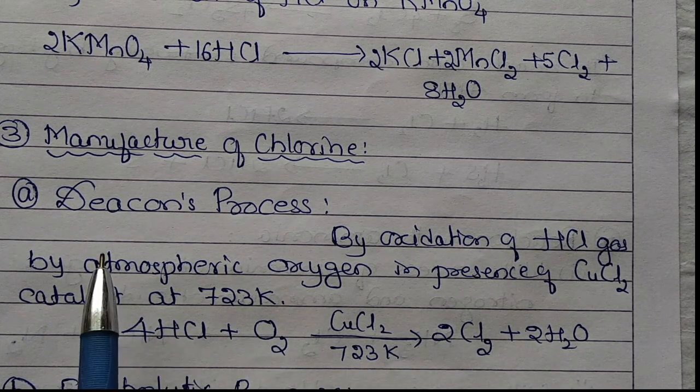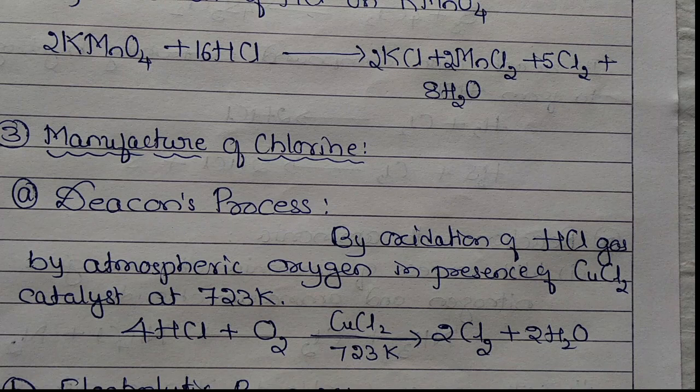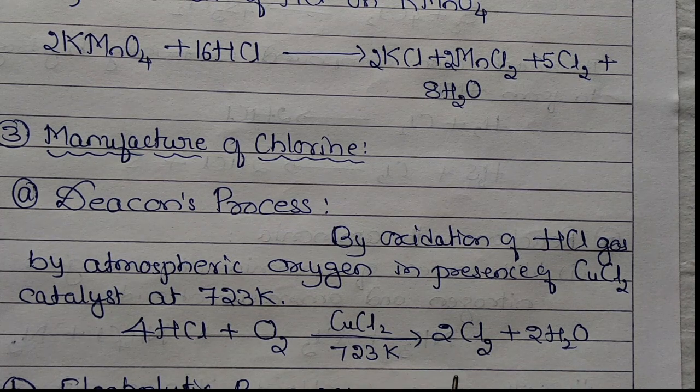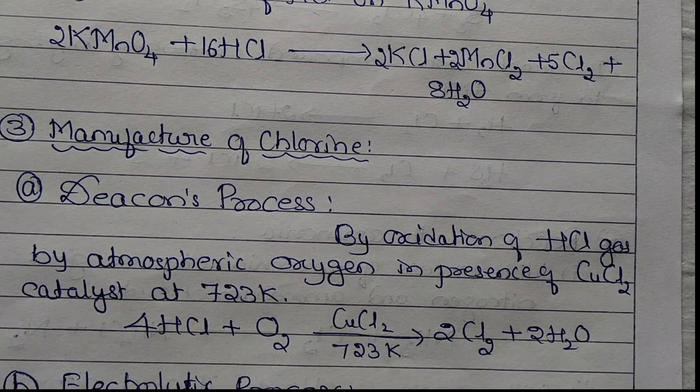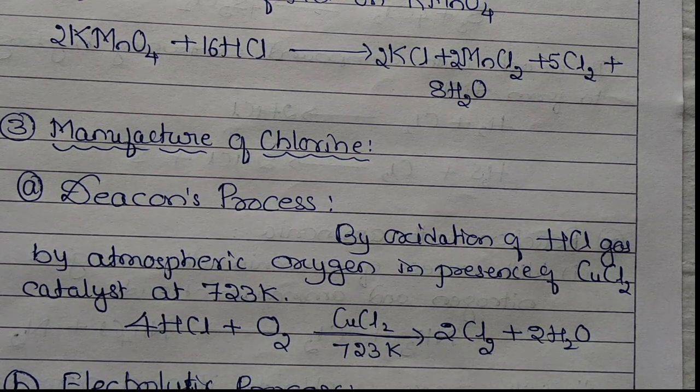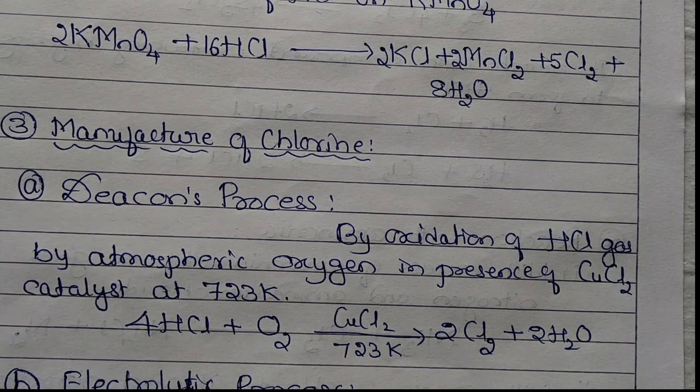So this is the main named reaction, the Deacon's process. Normally in the p-block elements, we are preparing ammonia, nitric acid, sulfuric acid, chlorine gas or HCl gas. The named reactions are the Deacon's process, the contact process, Ostwald's process, and Haber's process.